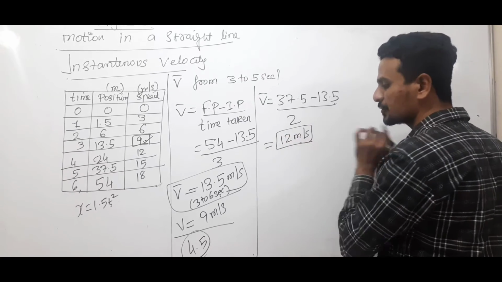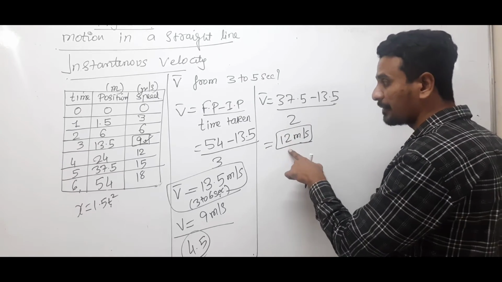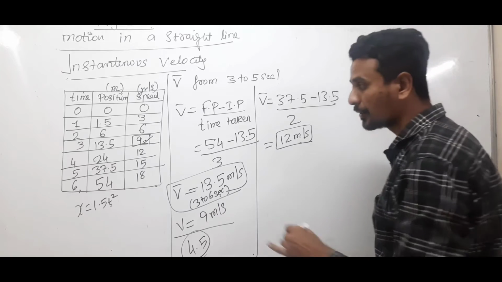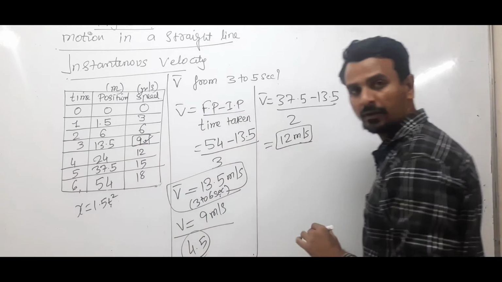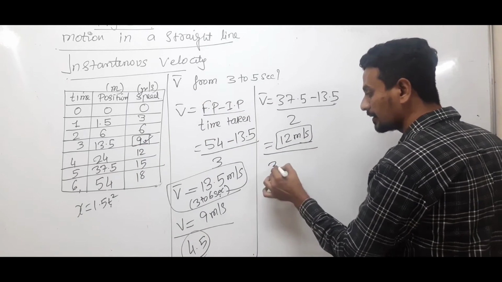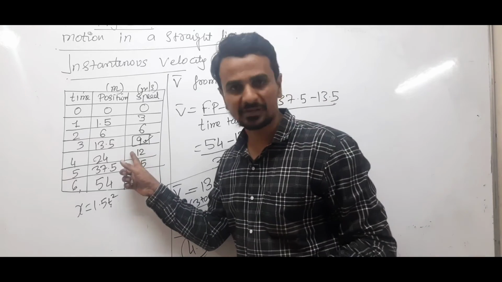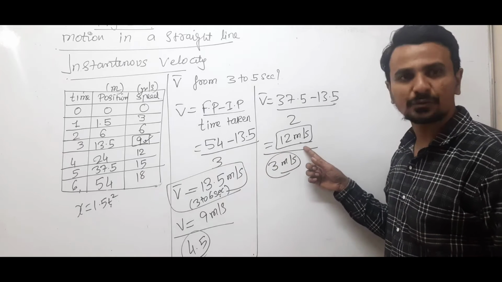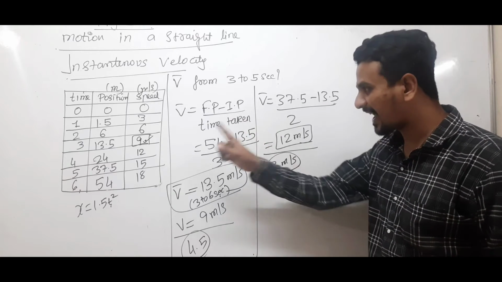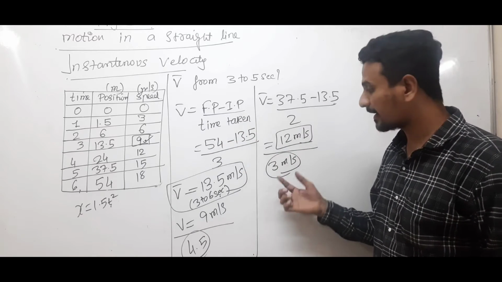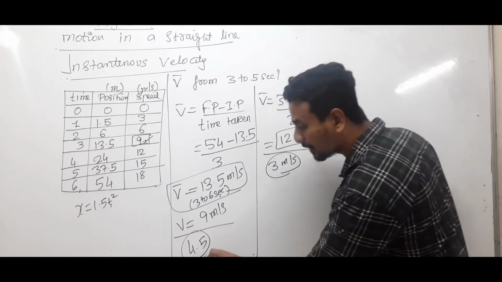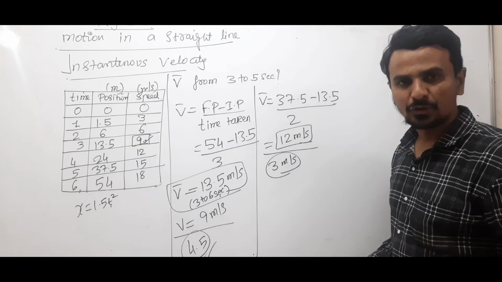See, one thing is to be noted. Now your average velocity comes to be 12. Your instantaneous velocity was 9. So now the gap is 3. Your average velocity comes out to be 12. So the difference between the average and instantaneous speed decreases and it becomes 3. Beforehand it was 4.5. You are understanding the point?